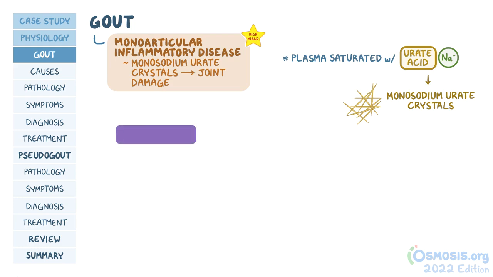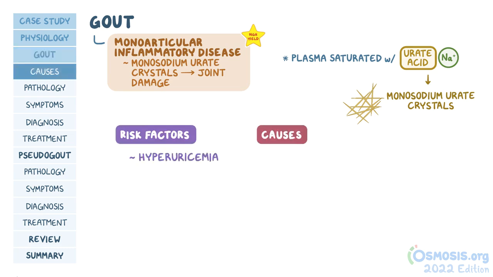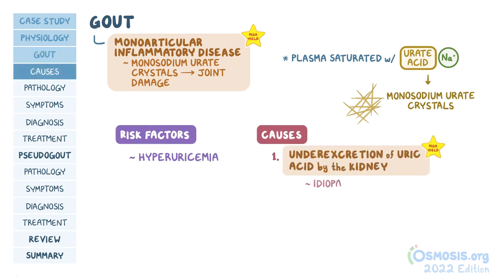Okay, so the main risk factor for gout is excess uric acid, or hyperuricemia, and it can be caused by many things. First is underexcretion of uric acid by the kidney, which can be idiopathic, or when the cause is not known, due to renal failure, or it can be exacerbated by medication, like thiazide diuretics and aspirin.